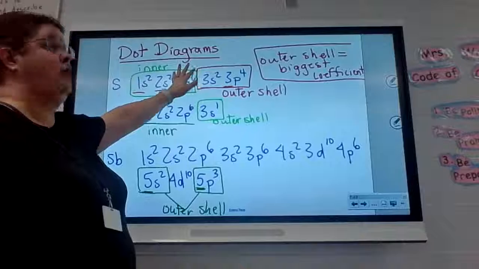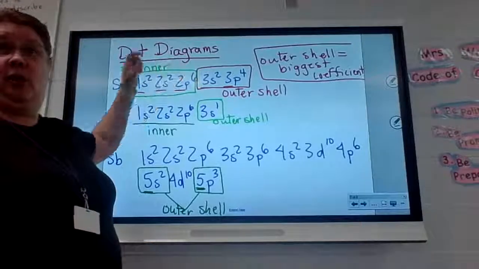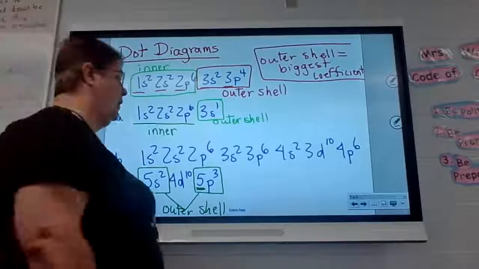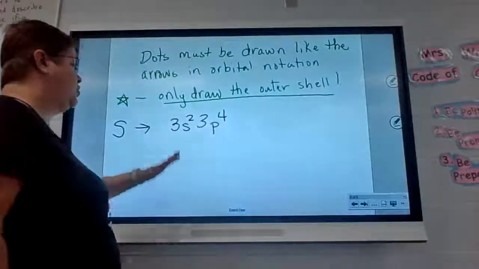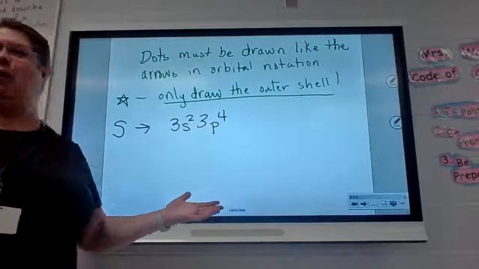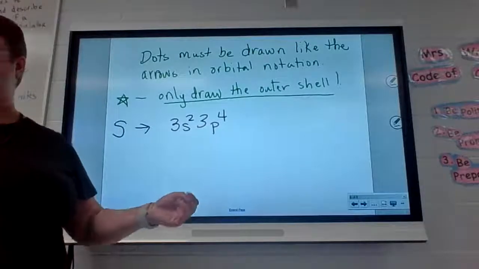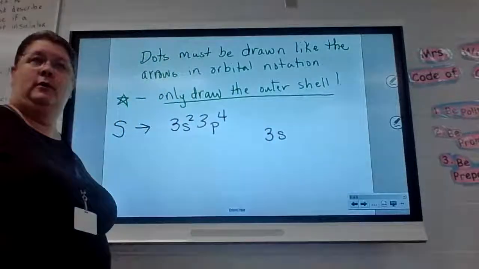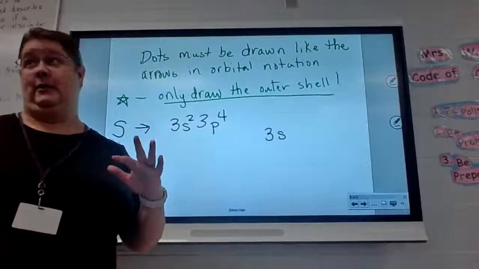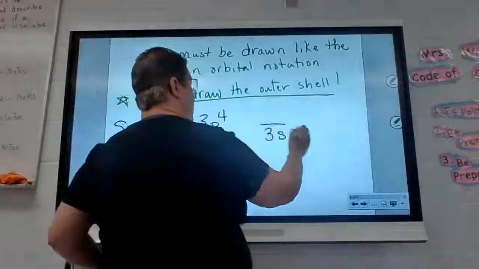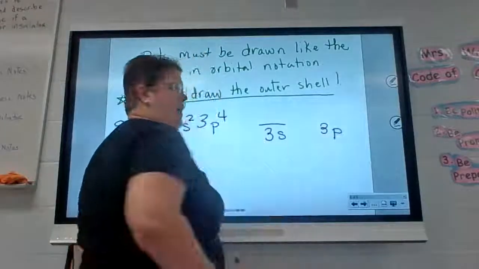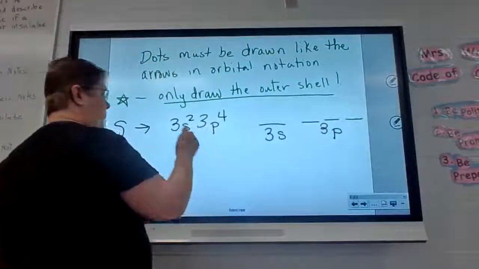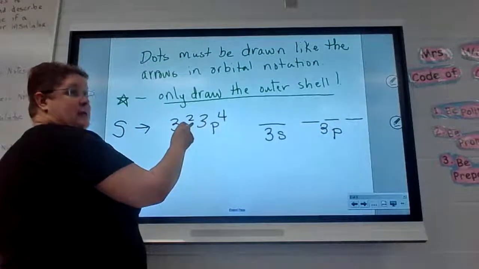I'm not drawing the inner shell because nobody cares what the inner shell looks like. Are you with me on that? Yes. Everybody's with me? Okay. So, how does 3s2, 3p4 look like with the arrows? How many lines would we draw above 3s? 1. How many lines would we draw above 3p? 3.